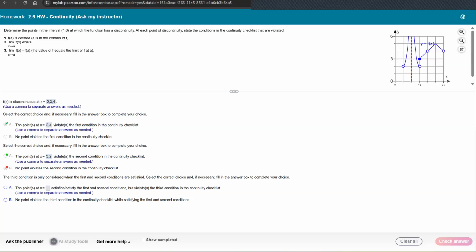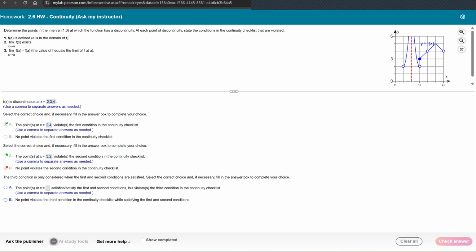Well, let's take a look at this question on continuity in 2.6. We're using the graph provided to answer the points of discontinuity on an interval. Now, of special note in this, keep in mind that the interval that they ask you to find the points of discontinuity in does not include the endpoints.